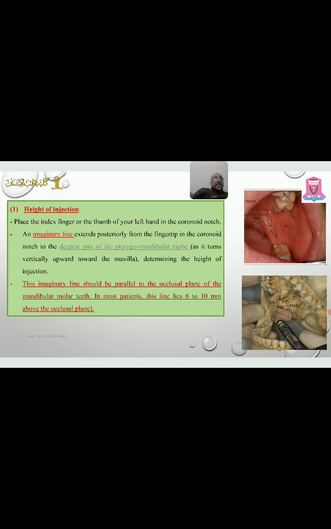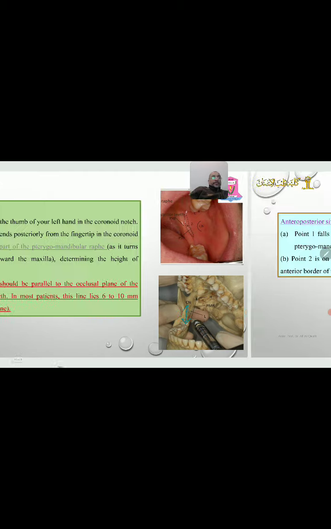This imaginary line should be parallel to the occlusal plane of the mandibular molar teeth. In most patients, this line lies 6 to 10 mm above the occlusal plane. This imaginary point lies 6 to 10 mm above the mandibular posterior teeth, and in the middle of the ramus, we can say.